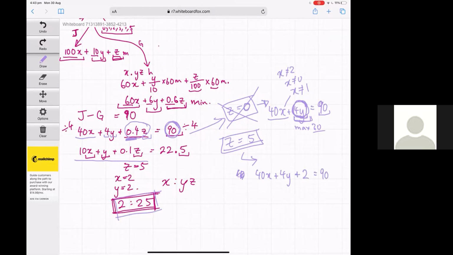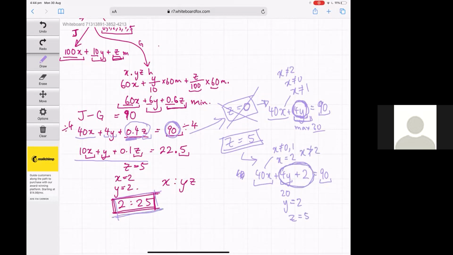And again, we can do the same kind of reasoning. This has a maximum of 20. So immediately we can say x is not 0, and it's also not 1, because that would make 40x too small, and this wouldn't be able to get big enough to fill up the rest of the 90. So you can try x equals 2. And if x is equal to 2, then it's clear that y is forced to equal 2. And we already have that z is equal to 5. And obviously x can't be greater than 2, because otherwise this would have to be negative.